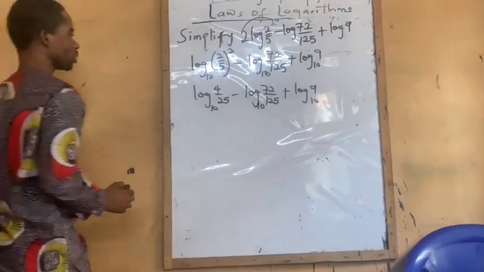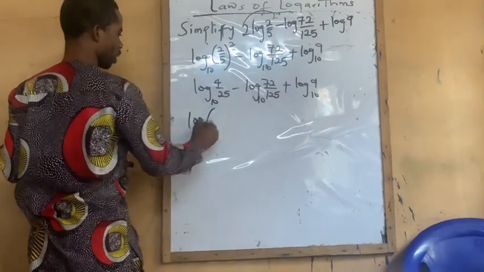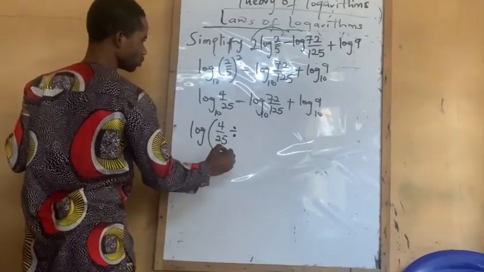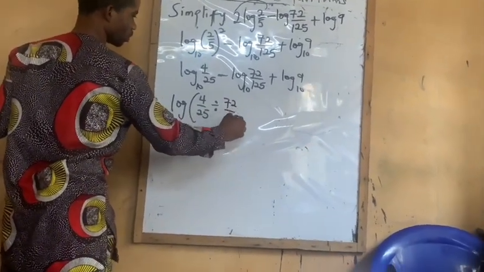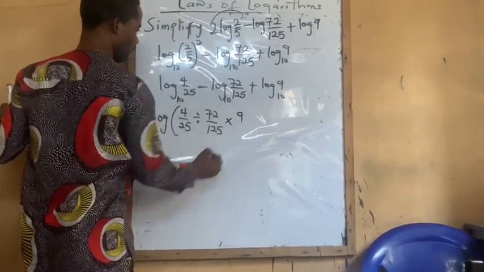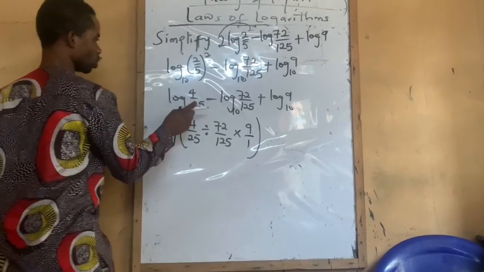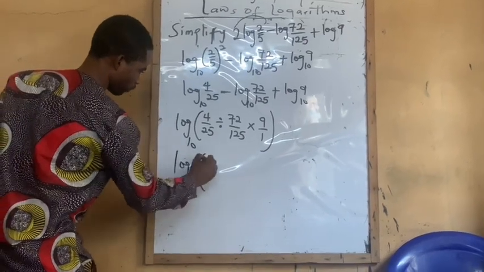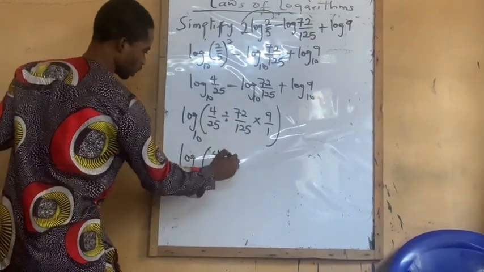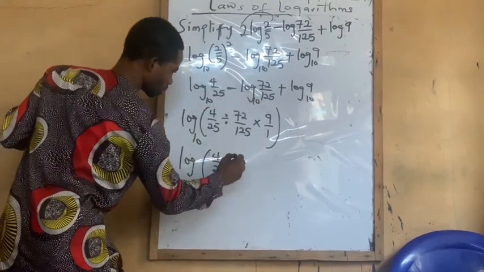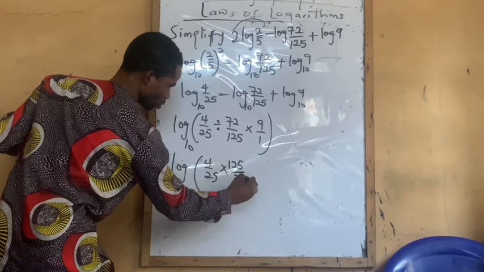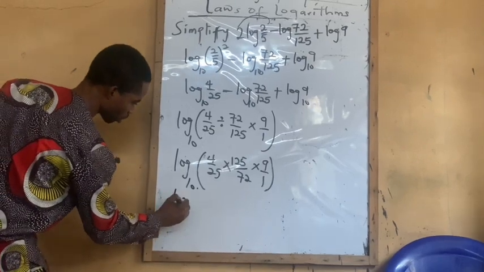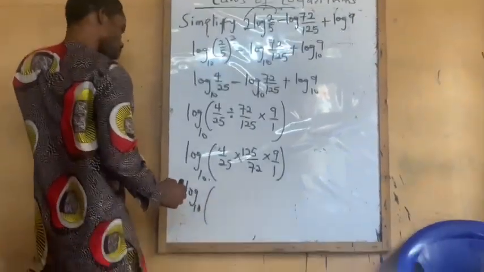Now, what do we do after that? That will be log, open your bracket, 4 all over 25, division will take minus, will take division, 72 over 125, plus we change to times 9 over 1. Just pick one out of the natural base 10. So that means log 4 over 25, division will change to times, this one go up, this one come down. That is 125 all over 72 times 9 over 1, all in base 10. Now let's try to cut it.